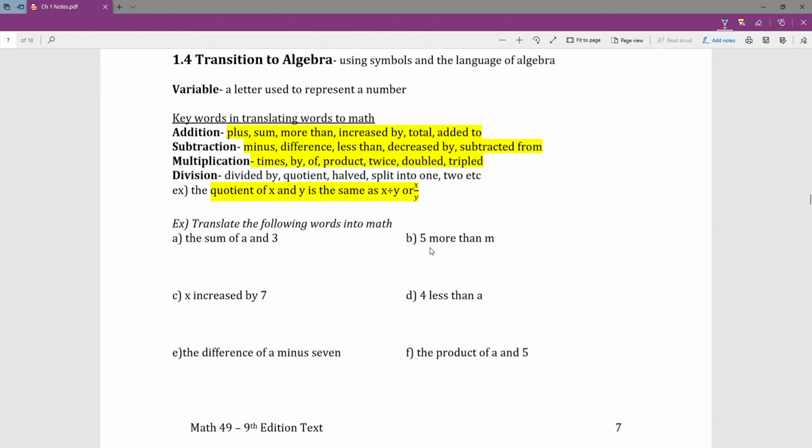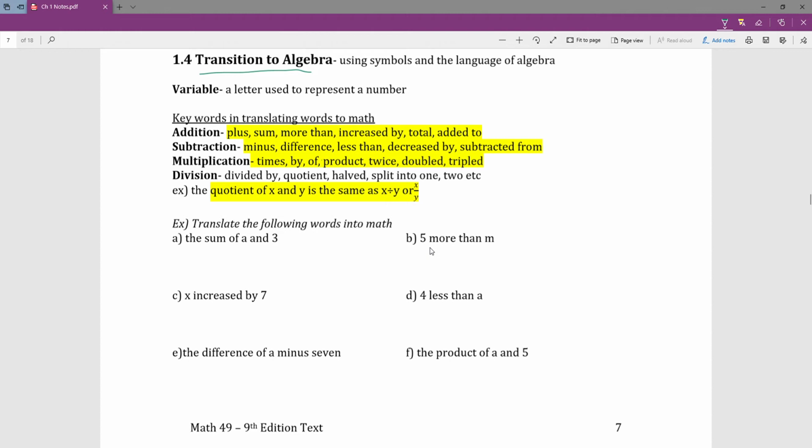So continuing on in this transition to algebra, that's what 1.4 is actually called. We've gone through the properties of real numbers: the associative, the commutative, the associative, and the distributive. We've talked about adding and subtracting real numbers, and multiplying and dividing real numbers. And things are getting increasingly complicated. So now is a good time to throw in some letters to all of this.